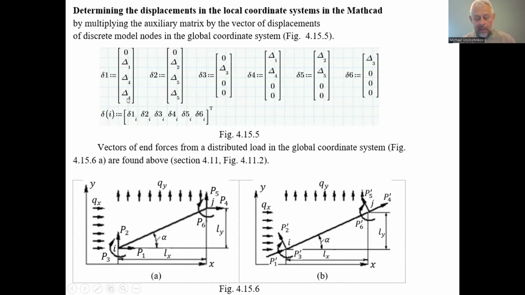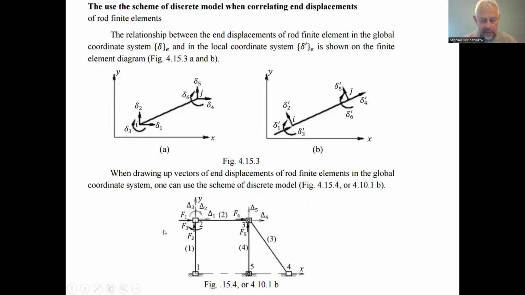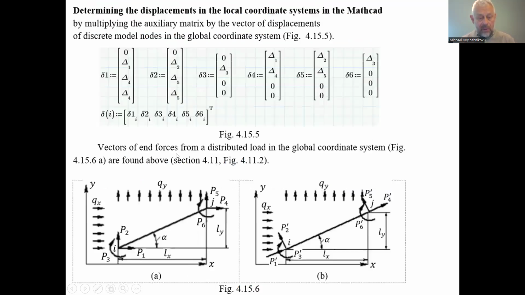So, considering the discrete model, we can see that the horizontal displacement of the beginning of the first finite element is zero, because of the embedded connection of the first finite element to the support. So the horizontal displacement is equal to 0. What is the horizontal displacement of node 2? It is delta 1. For the second finite element, the beginning is node 2, so the horizontal displacement is delta 1.